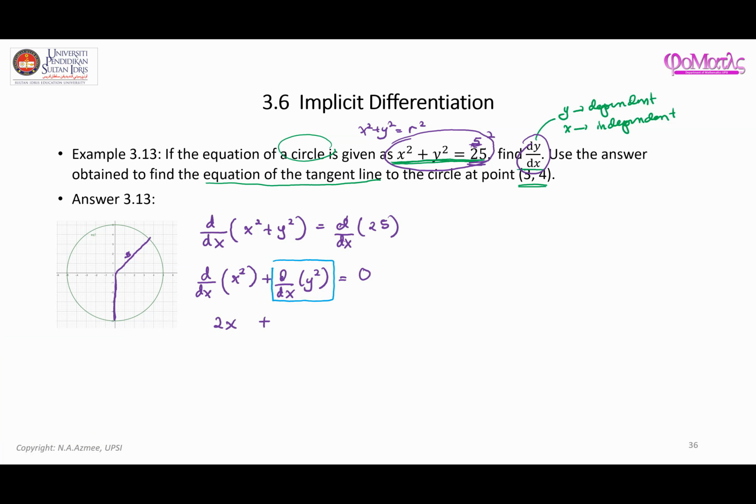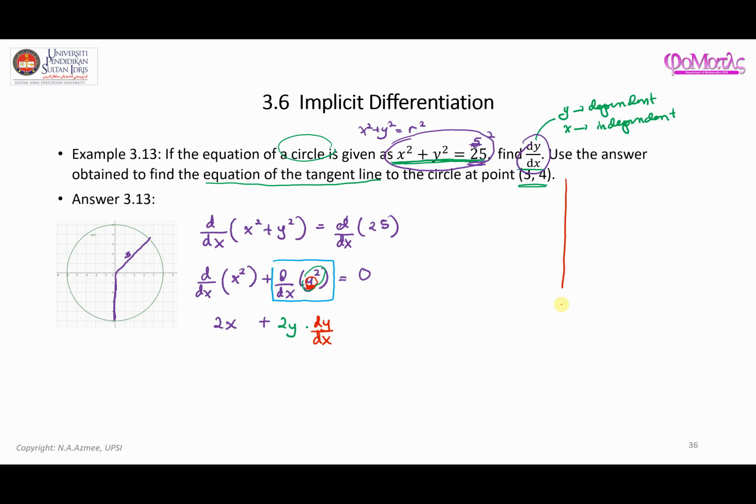y squared. Okay, so we are going to use the idea of chain rule, where this part here can be considered as the outer function. If you differentiate that, you will get 2y, and it will be multiplied with the result of finding the derivative of the inner function. So this is the inner function. If you differentiate y with respect to x, the answer is going to be equal to dy dx. And I'm going to explain to you why the answer is dy dx.